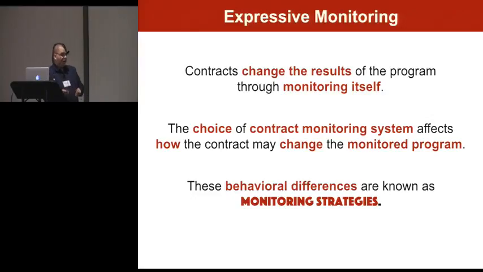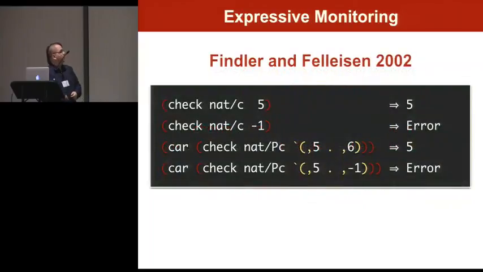Moreover, the choice of the contract system and the evaluation semantics you choose for that contract affect how those contracts will change your program. These behavioral differences are known as monitoring strategies. They're strategies for contract enforcement. So the very first one that we typically see is Findler and Felleisen's work in 2002, where if we check that 5 is a nat, we get 5, and -1 produces an error. Checking that a pair is a nat does the same thing that we just saw before.